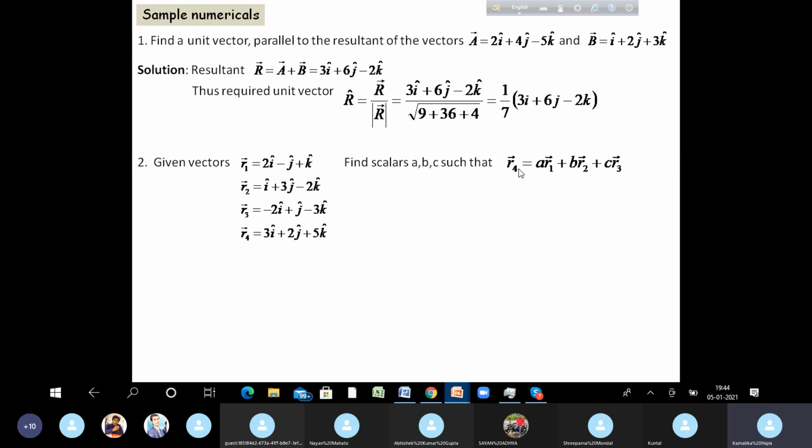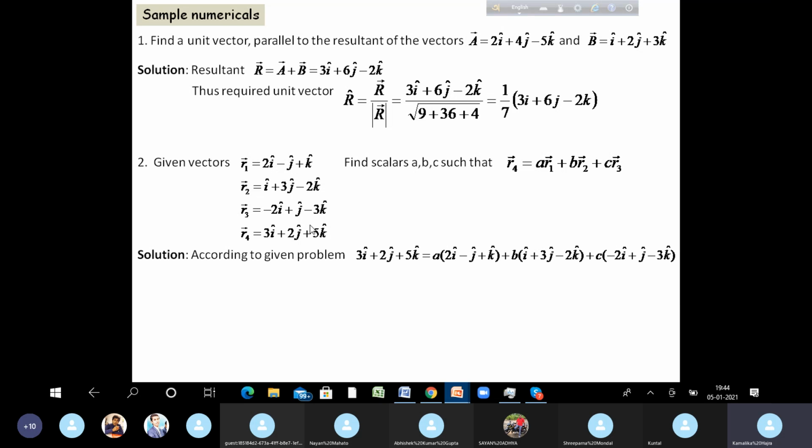See, it is already given R4. You have to write R4 in this form. So let us write R4 in this form. R4 is 3i cap plus 2j cap plus 5k cap, and then I write R1, R2 and R3 multiplied by A, B and C. Okay, so I write this in terms of the expressions of R1, R2, R3 and R4 given. Next, what I do is I gather the coefficients of i cap, j cap and k cap.